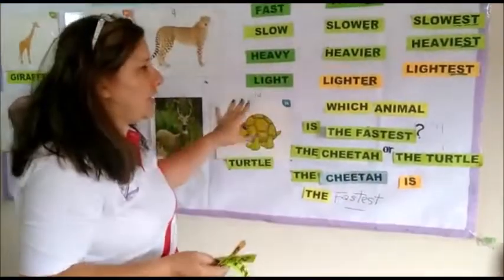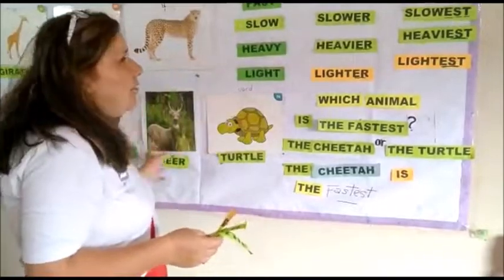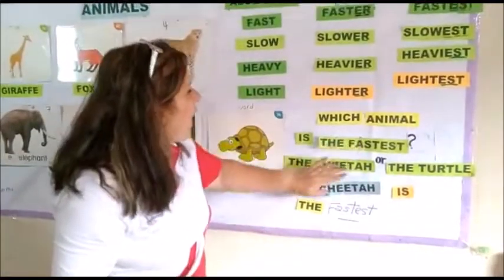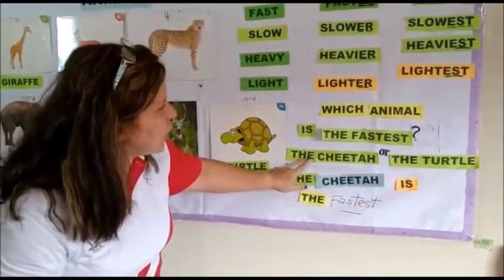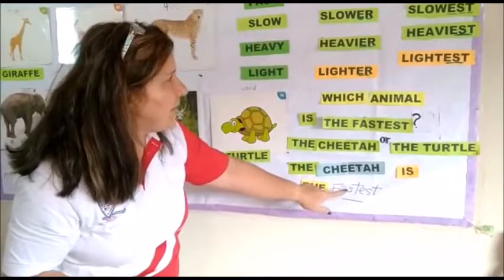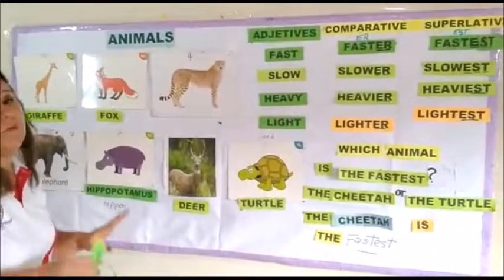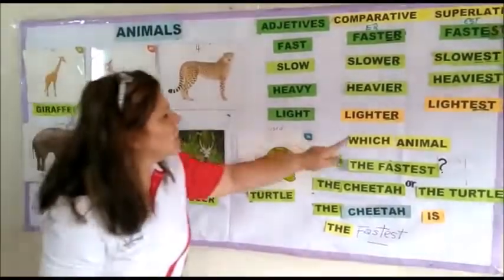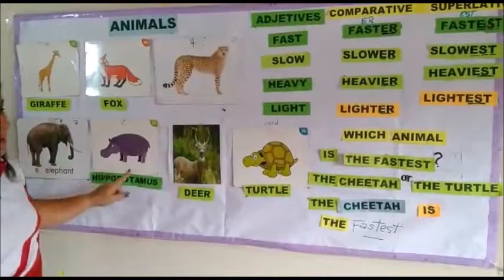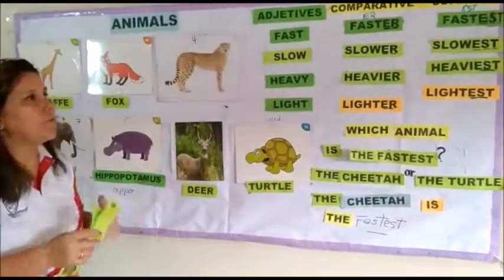We can switch this type of questions, this type of sentences, with different animals, different comparative and superlative words. So, which animal is the fastest? The cheetah or the turtle? The answer: the cheetah is the fastest. You can do the same with, for example, the hippo. Which animal is the heaviest? The hippo is the heaviest. You just have to change the words.